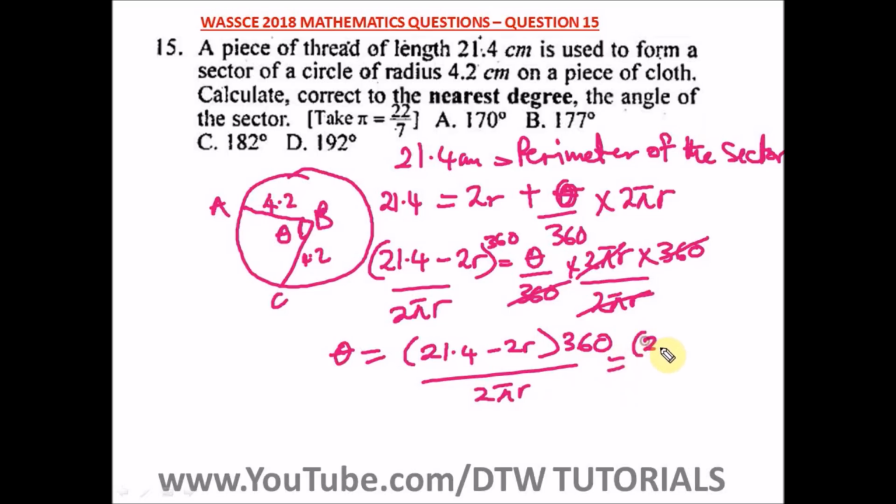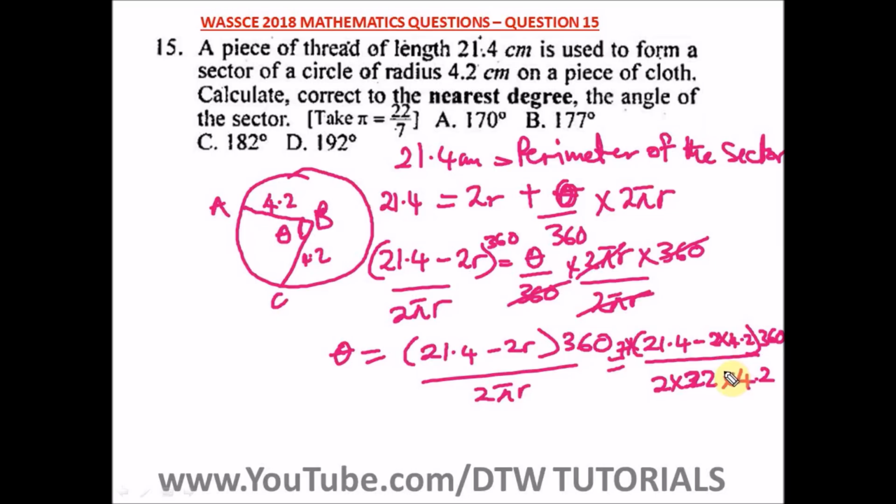Let us put in our values here. We have bracket 21.4 minus 2 times what? r is 4.2, so it's 2 times 4.2, bracket 360 divided by 2. Pi is 22 over 7, so we have a 7 here, times 7 here. And times our r, which is 4.2.